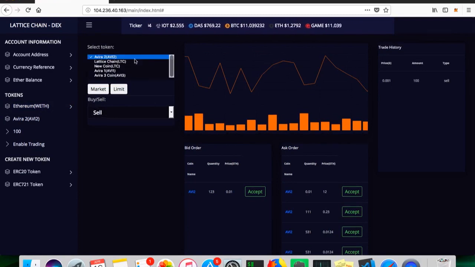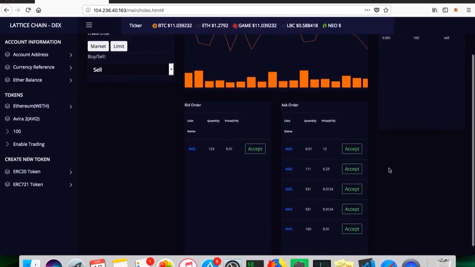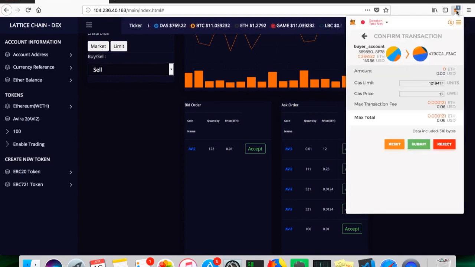There is an Avira 2 token which he would want to buy, and then let's go back to this order page, and this 531 at 0.0124 is quite visibly out there. So let's accept the order. When we accept the order, we just have to give it a couple of seconds, and right on the top towards the right over here, let's see what the wolf does for us. Let's wait for maybe one more second, and yes, we've got a sign over there. There's a new transaction which has come up. Let's click on our wolf and submit the request.